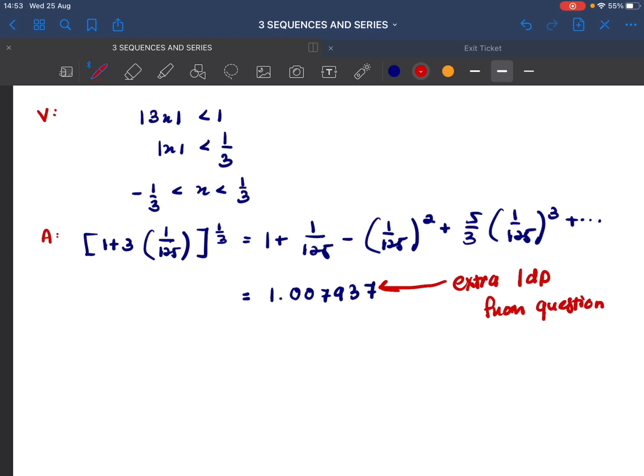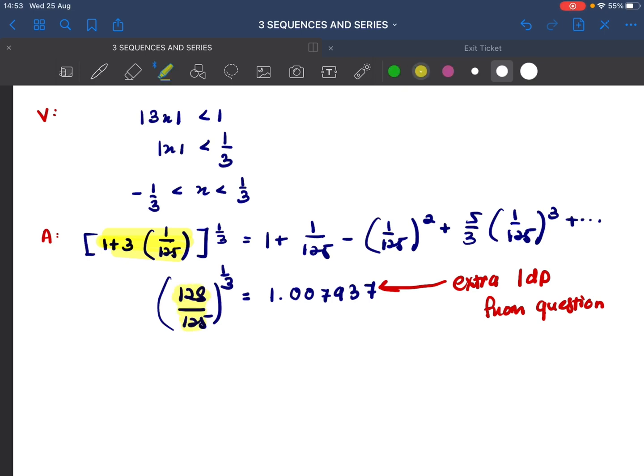But for the left hand side, we are not going to calculate everything. We are only going to calculate the one inside the bracket. So here 1 plus 3 over 125, you will get 128 over 125. Only the part inside do we calculate. Do not raise it to the power of 1 over 3; we will keep that power of 1 over 3.